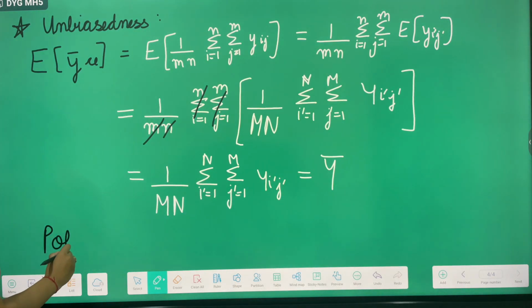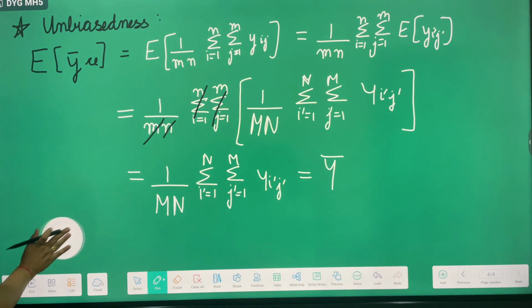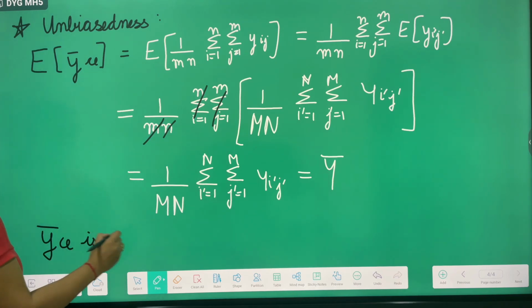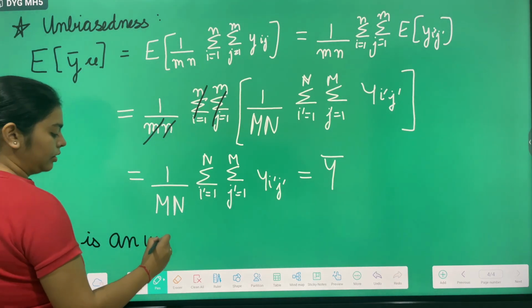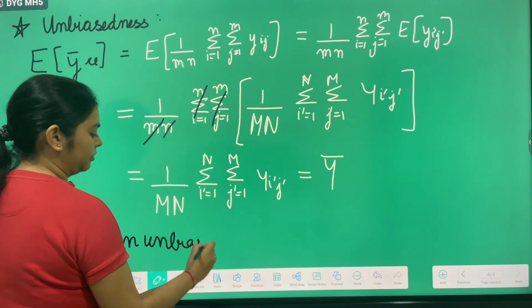Population mean, sorry, sample mean is an unbiased estimator of population mean.